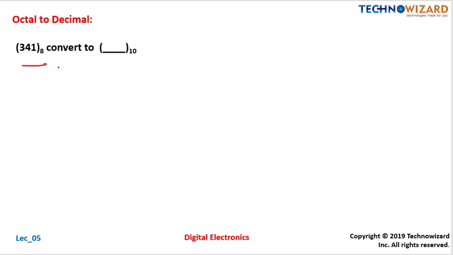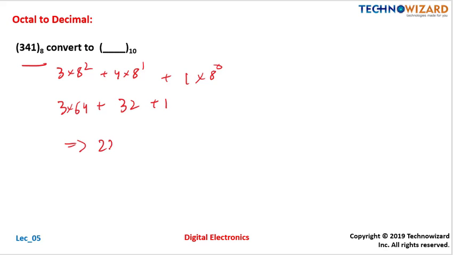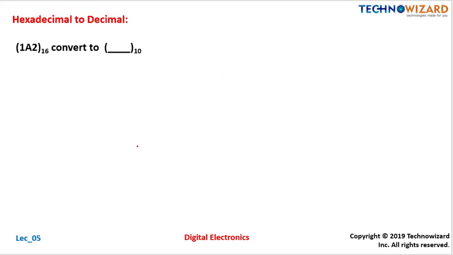So here 3 into 8 to the power 2 plus 4 into 8 to the power 1 plus 1 into 8 to the power 0. So 8 squared is 64, so 3 into 64 plus 32 plus 1. From here you will get 225 as the correct answer in decimal number. This is how you can convert these types of numbers.